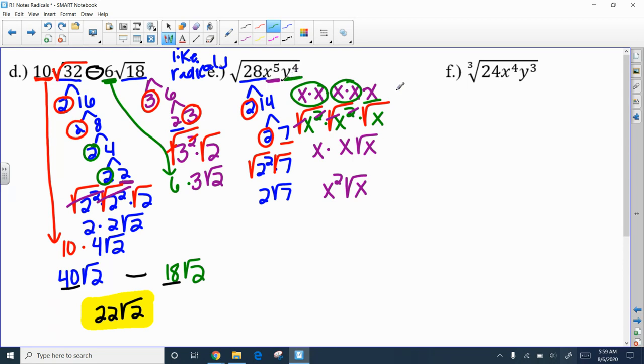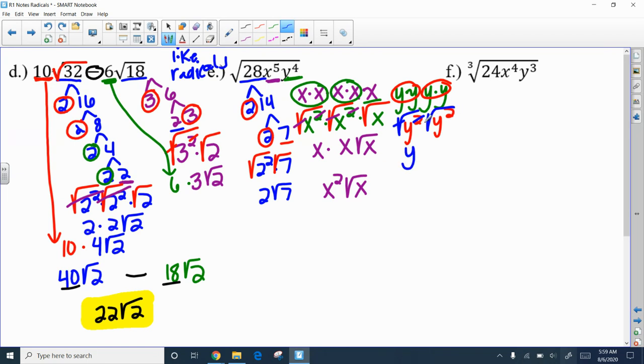So same idea, we can write out the y's in expanded form. Y times y times y times y would be y to the fourth. And if I put these in pairs, I'd have two pairs of y's. So I could write that as y squared times y squared. And since these are both under a radical, the square root of y squared, the square root and square get rid of each other. So we're just left with y from this pair.